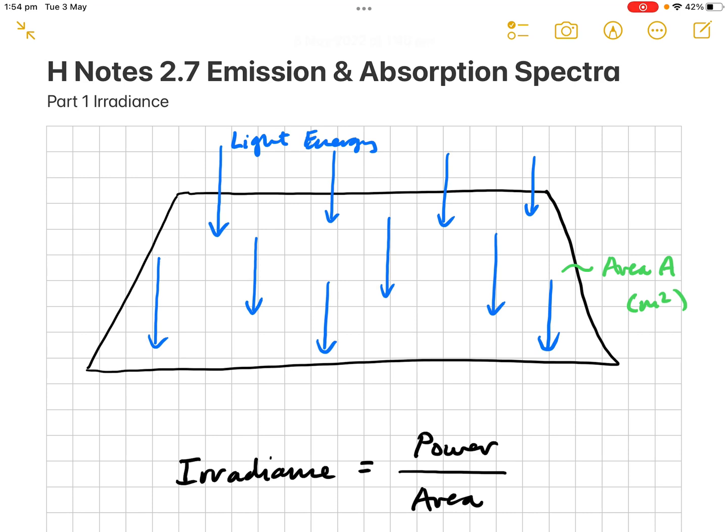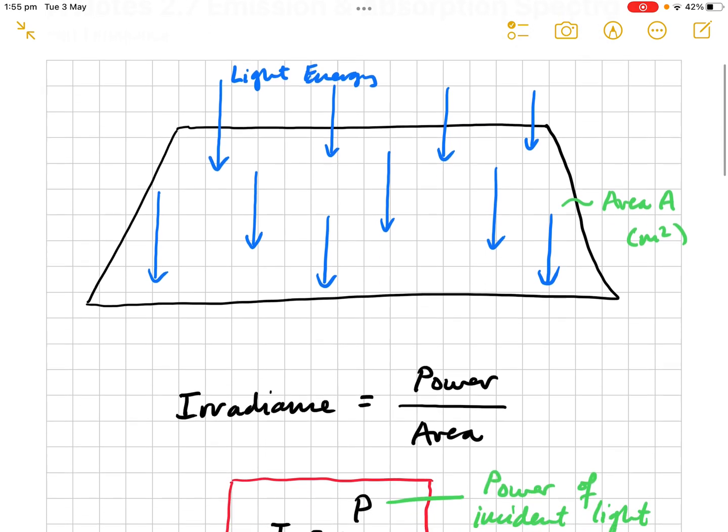And we define irradiance, quite simply then, as the amount of power arriving on the area. In the equation, irradiance is power divided by area. So it's the number of watts per square meter, basically.